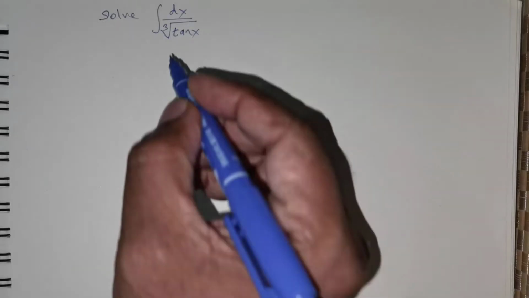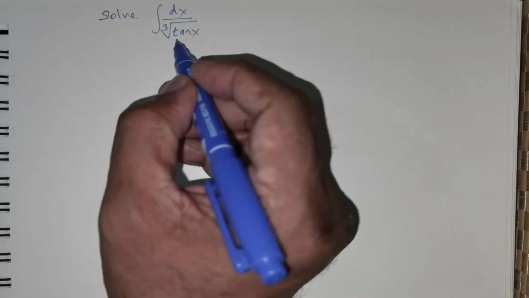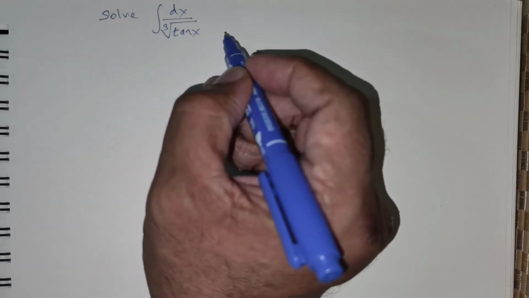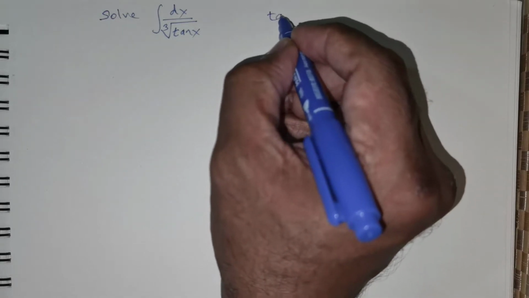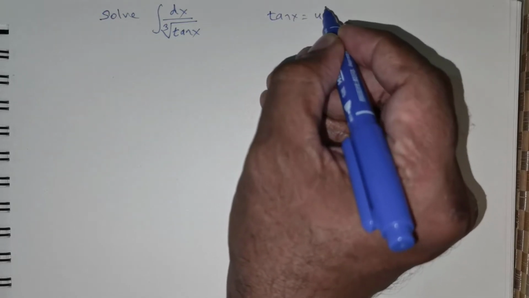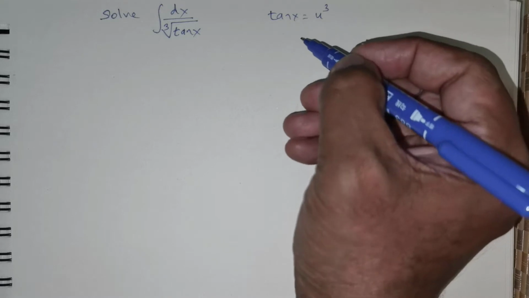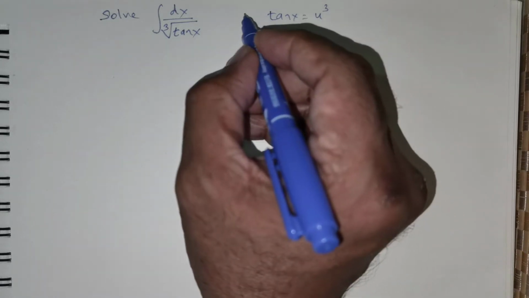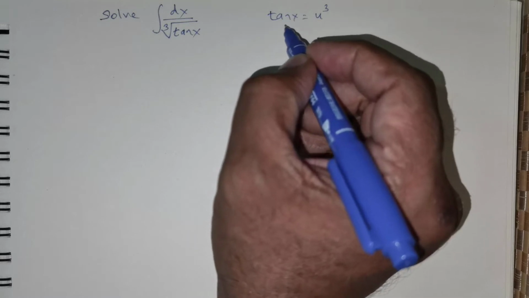Welcome students, we are expected to solve this question, the integral of dx over the third root of tan x. Now you might be tempted to take tan x to be equal to u cubed, but this wouldn't work. For this to work, we would have to make the following substitution.